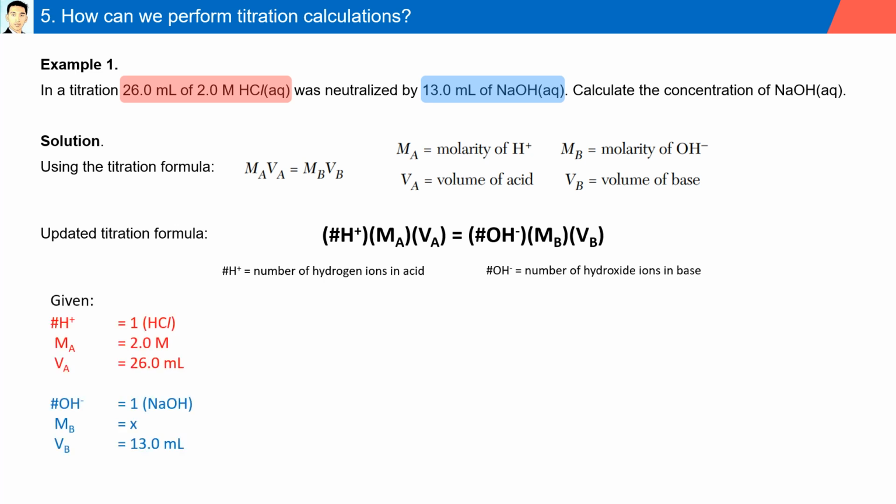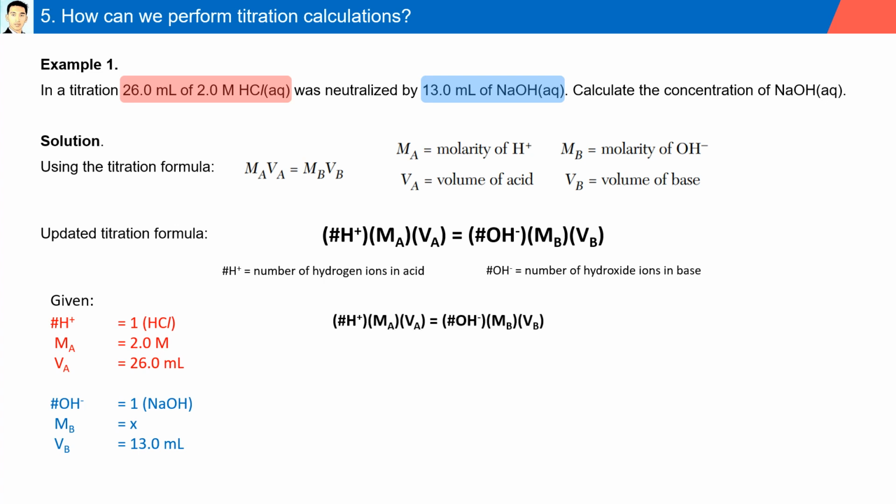Using this data, we list the given. Here, we notice there was one hydrogen ion present in HCl, so that's 1. The molarity of the acid is 2.0, and the volume of the acid is 26.0. While the base contains 1 OH, the molarity of the base was unknown, so we listed it as X, while the volume of the base was 13 ml.